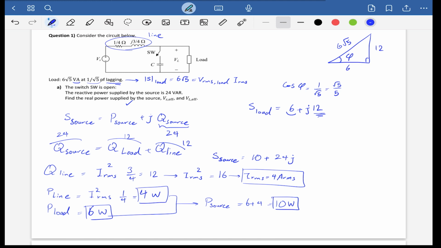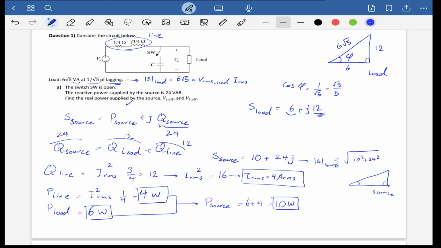And from here, apparent power of the source will be this expression, right? Just the hypotenuse. If we draw the triangle for the source, this is for source, this was for load.